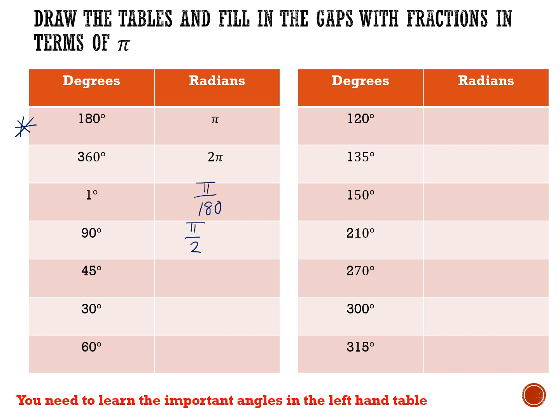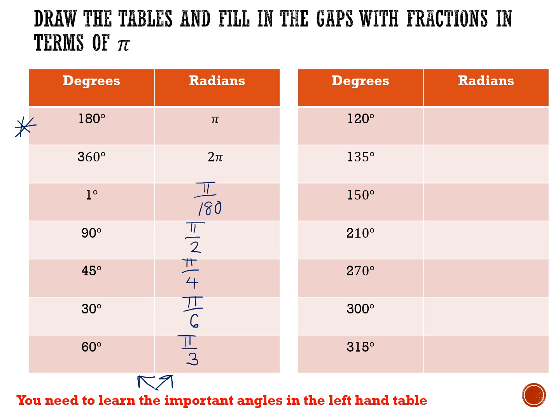Then again, 45, that's a common one that comes up. 45 is a quarter of 180, so you read that as pi by 4. Okay, 45 degrees, pi by 4. 30 degrees is a sixth of 180, so pi by 6. And 60 degrees is a third of 180, so again, pi by 3. So all of the ones on this side here, you should try and remember those.